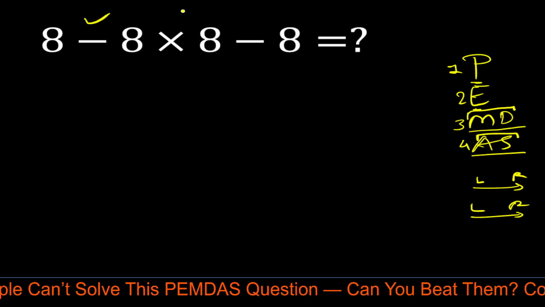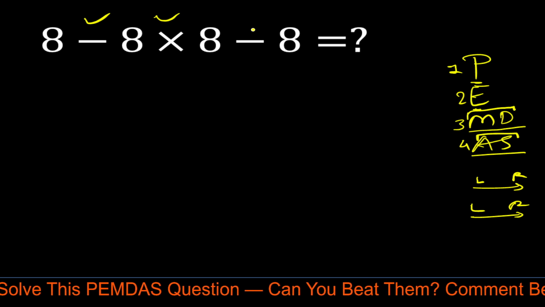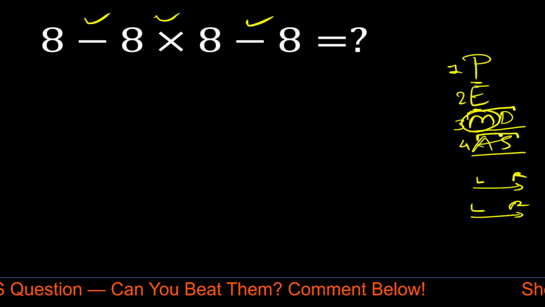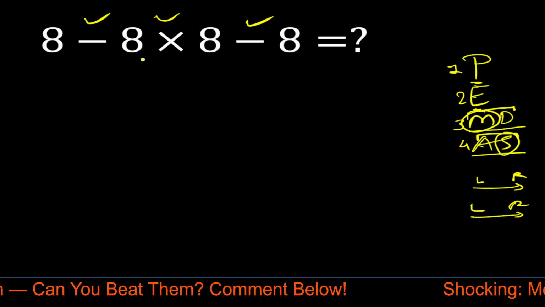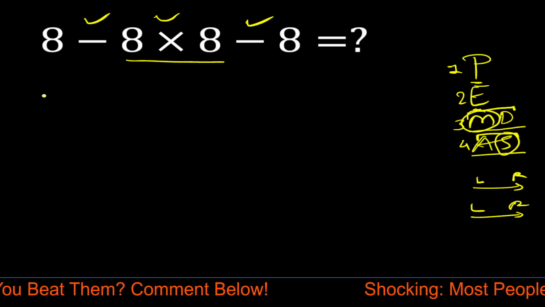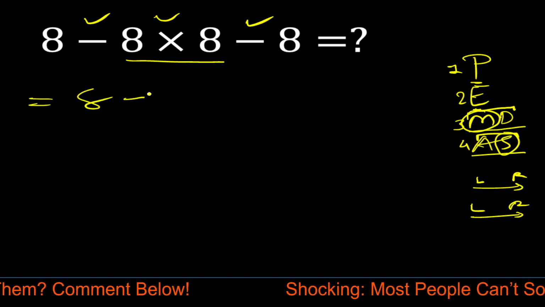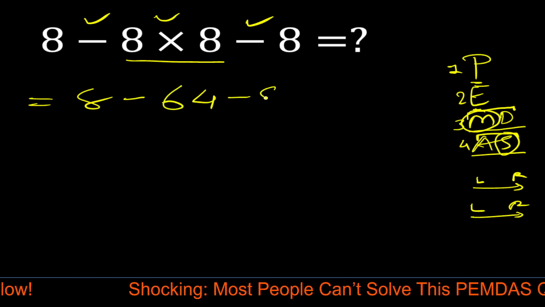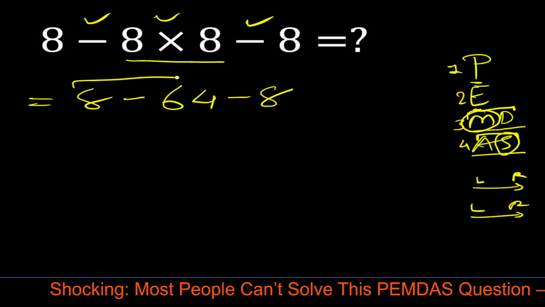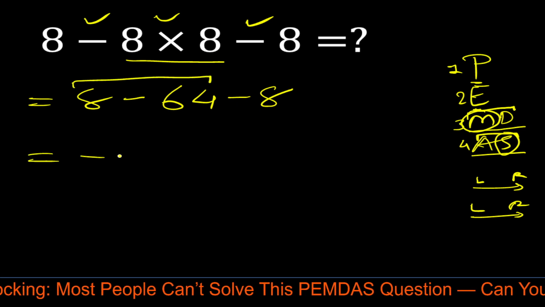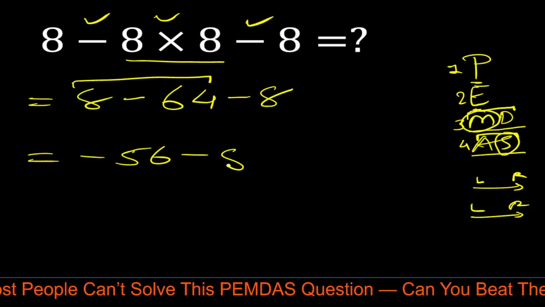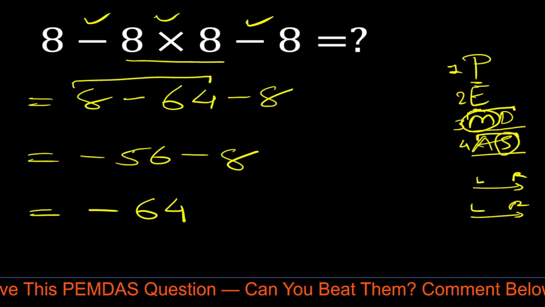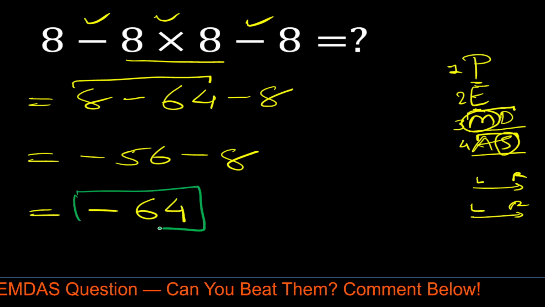So in this question, here we have subtraction, here multiplication, and here subtraction. So according to the PEMDAS rule, first we have to solve multiplication, then we have to solve subtraction, right? So first we have to solve this multiplication. So now 8 minus, now solve this multiplication, 8 times 8 is equal to 64, minus 8. Now 8 minus 64 is equal to minus 56, minus 8. So minus 56 minus 8 is equal to minus 64, right? So the correct answer is minus 64.